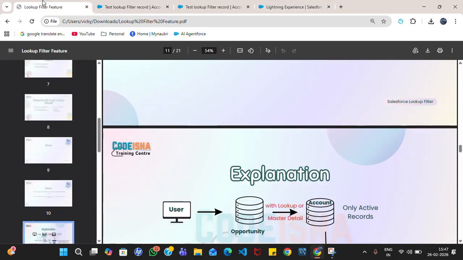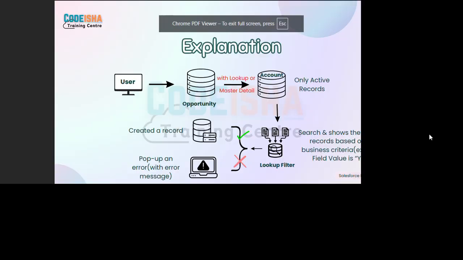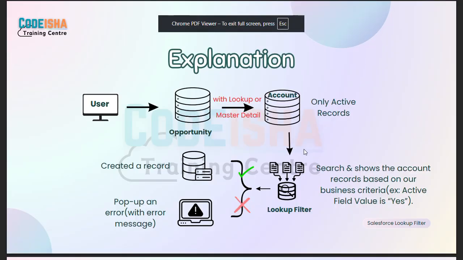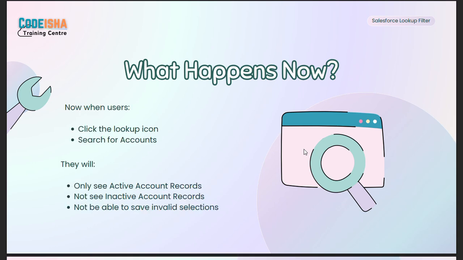Let's get back to the slides. So this is how simple it is to create the lookup filter. Now let's see what happens. We have already observed what happens when we create a lookup filter. When the user clicks on the lookup icon and searches for accounts, they will only see the active account records, right? They do not see any inactive records and are not able to save invalid selections. For that we use this lookup filter.